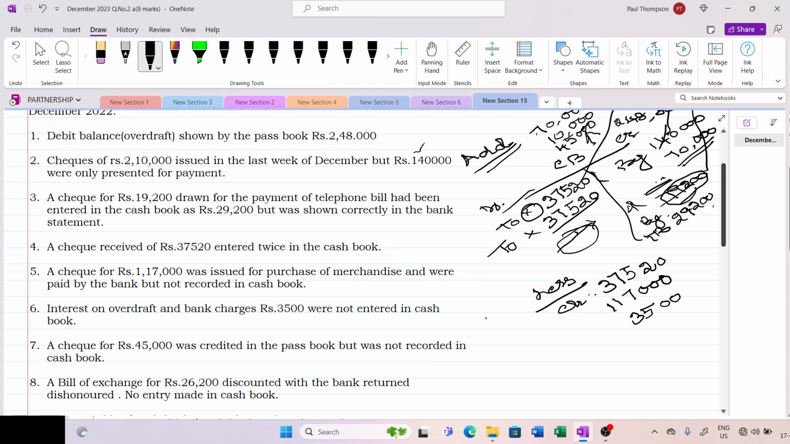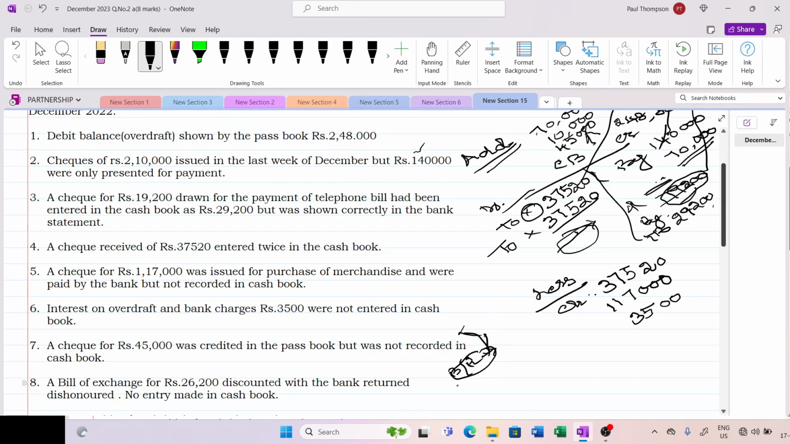Now coming back to the next item, a bill of exchange was discounted with the bank, returned dishonored. What happens when you discount a bill of exchange? You give the bill of exchange (BR) to the bank and you get money. Now the BR is not available with you, it is with the bank. When the bank approaches the person who is to make payment and he is dishonoring, immediately the bank will take the money from your account.